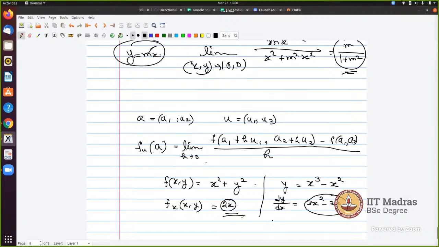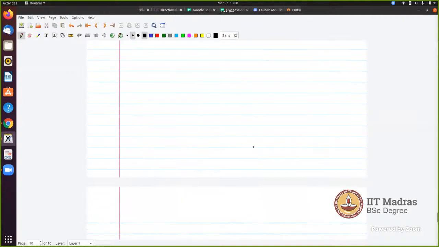Say, for example, if my cost price is going up by 2 rupees, it means I have to put the value of x as 2. So we'll get the value of dy by dx. What is the change at that point? So what does this mean? If you remember your one variable calculus, that physical interpretation is very important.